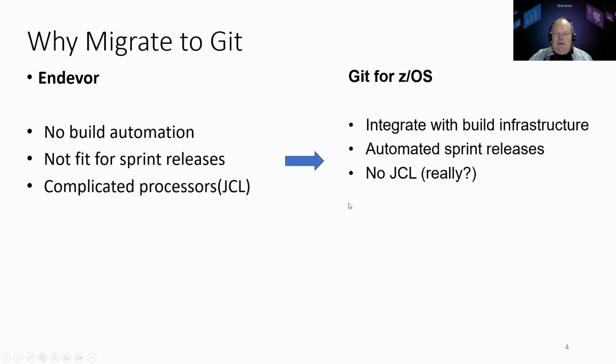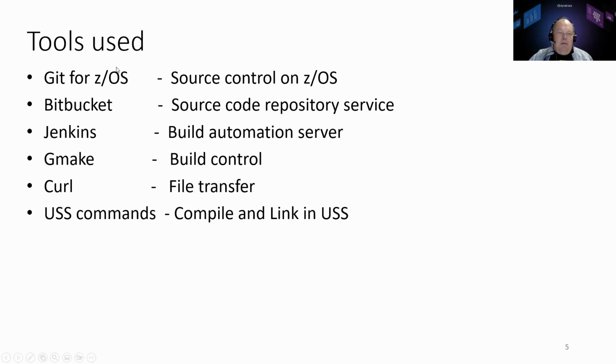So we decided that we were going to try to do this whole thing. We went out and searched for tools. Basically, we're using Git for zOS. Dynatrace already has a huge subscription to Bitbucket, so we decided that was going to be our source code repository because that's what Dynatrace decided.